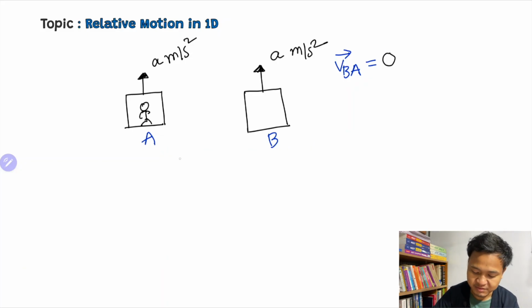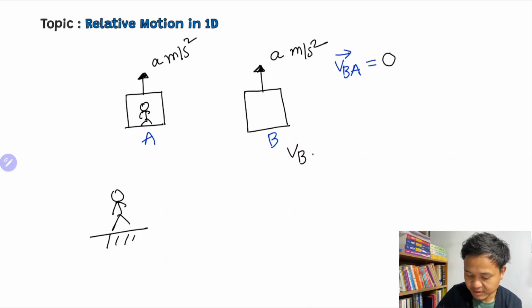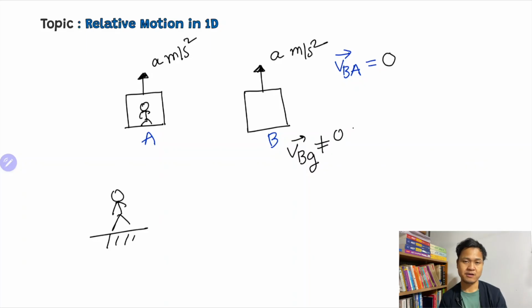Now, if you are standing on the ground and you look at that lift, so here the velocity of lift B with respect to the ground is not 0. Okay, so the lift will be moving with some velocity if you're standing on the ground, but if you're standing on the lift A, lift A and lift B are moving with the same speed, same acceleration. Okay, therefore with respect to A, B will not be moving, it will be stationary.